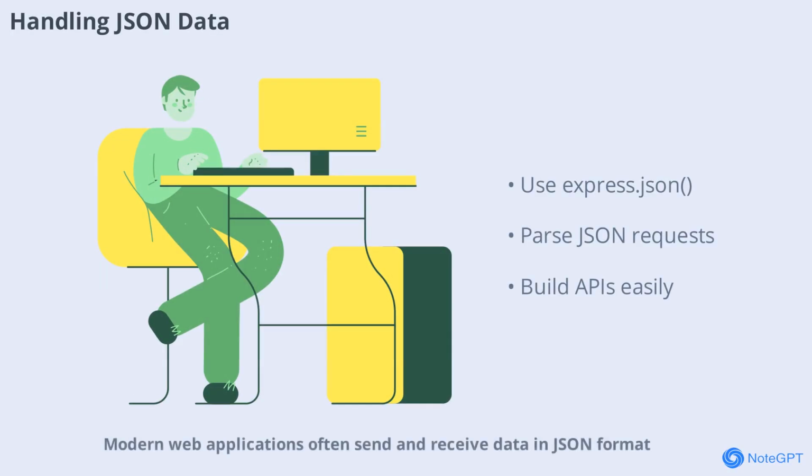Modern web applications often send and receive data in JSON format. Express makes it easy to handle JSON by using built-in middleware like express.json. This middleware parses incoming JSON requests, allowing you to access the data as JavaScript objects. Handling JSON efficiently is essential for building APIs and dynamic web apps.